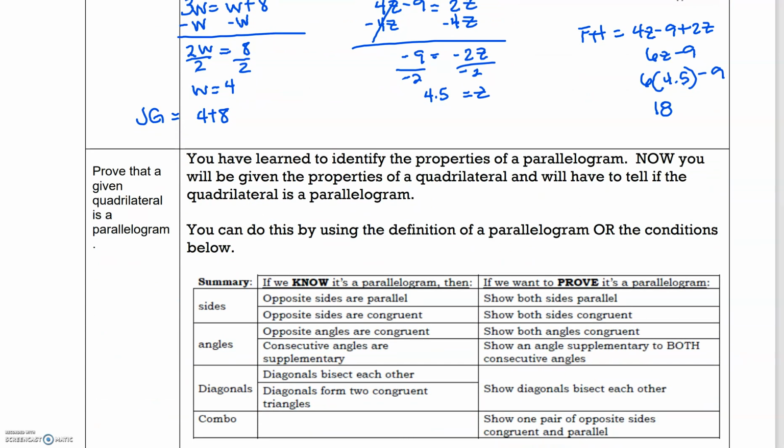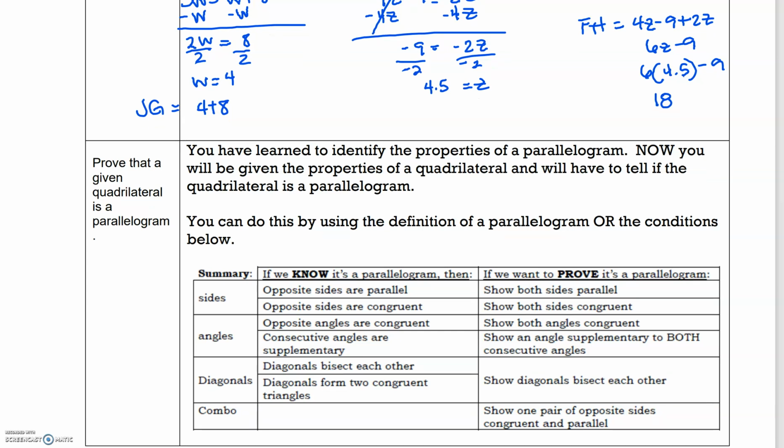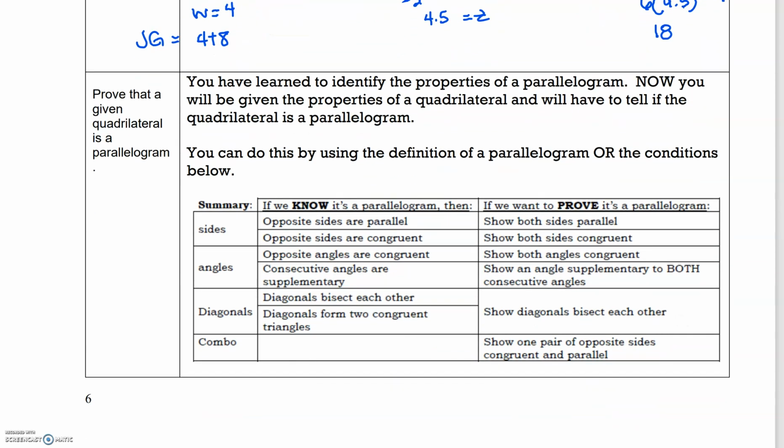So we've learned about the properties of parallelograms. Now we're going to be given the properties of a quadrilateral, and we're going to tell whether or not it is a parallelogram. So we're kind of using this side over here. We've kind of gone through these 5 with some examples. So now, if both sides are parallel, then it is a parallelogram. If both sides are congruent, kind of those opposite sides, then it's a parallelogram. If both those angles across from each other are congruent, then it's a parallelogram.